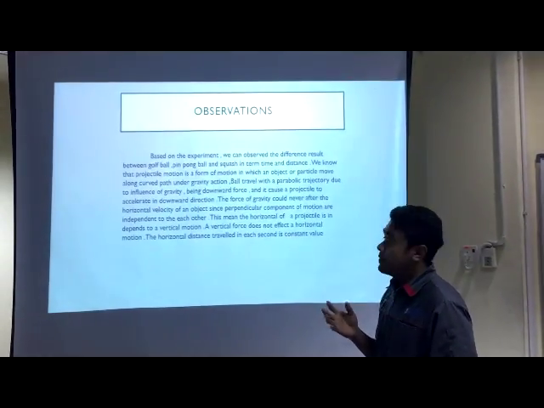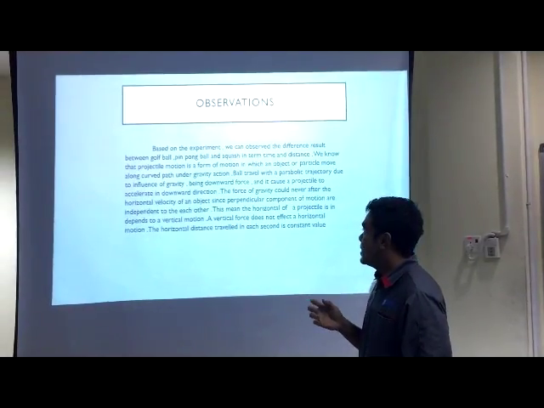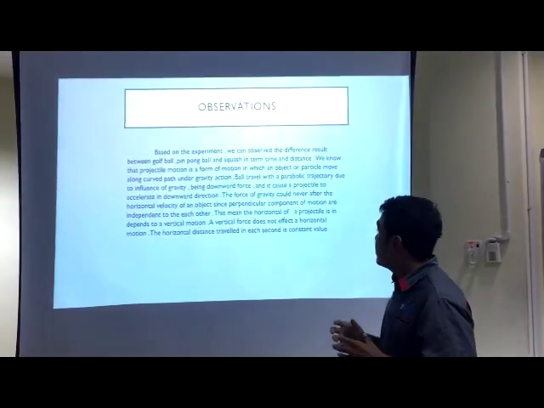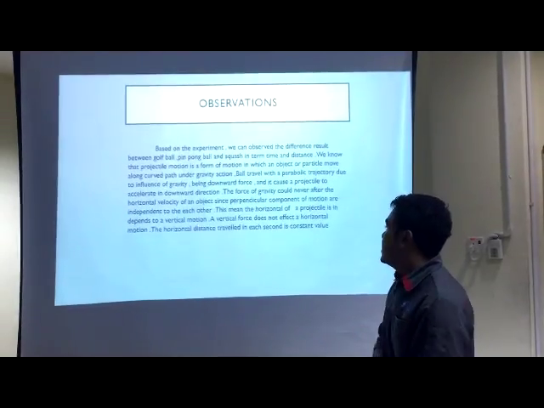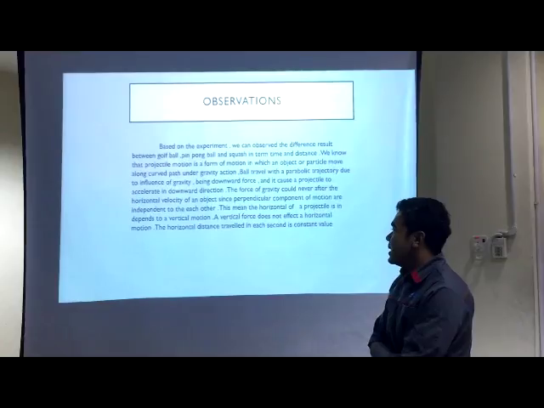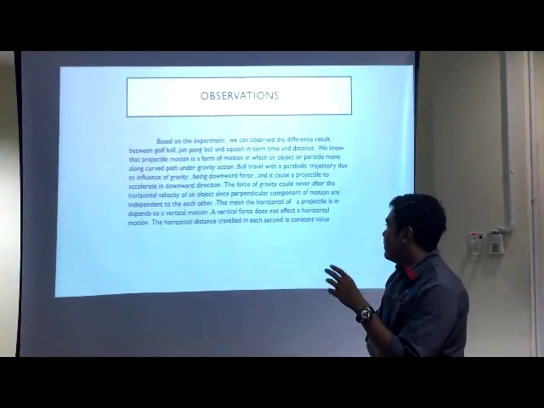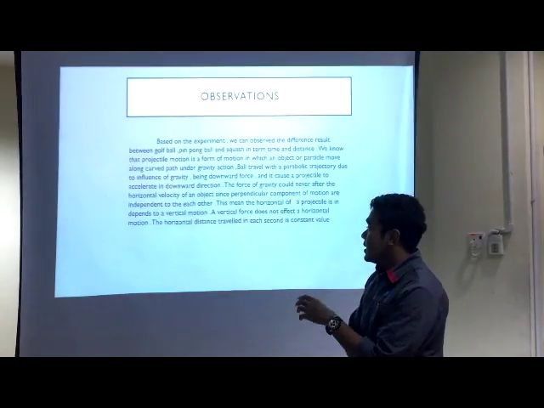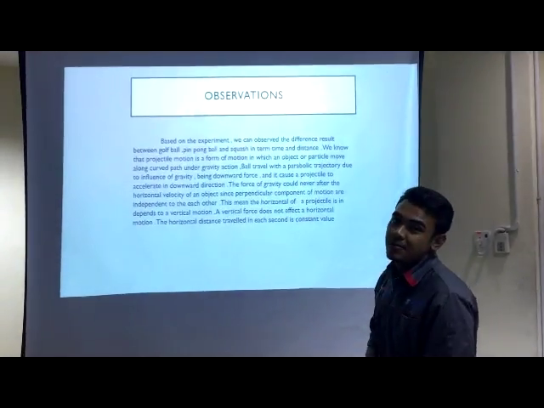The force of gravity could never alter the horizontal velocity of an object, since the perpendicular components of motion are independent of each other. This means the horizontal motion of a projectile is independent of its vertical motion. A vertical force does not affect a horizontal motion. The horizontal distance traveled in each second is a constant value. That's all.